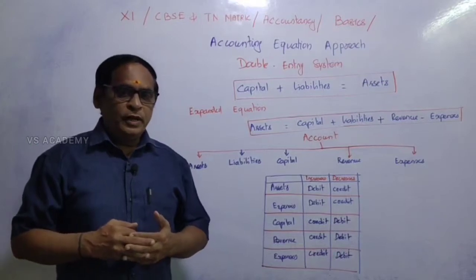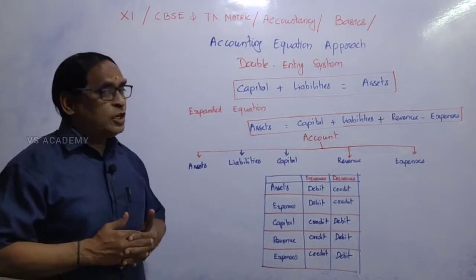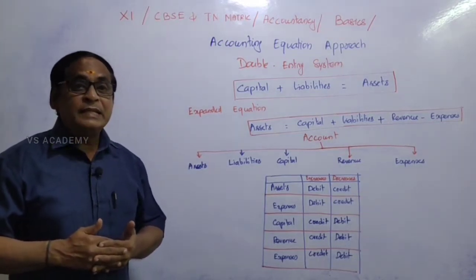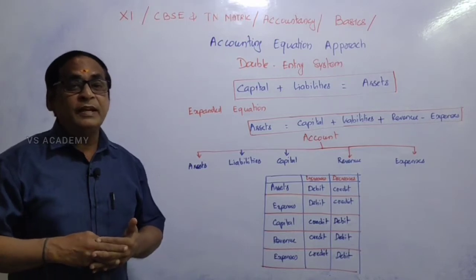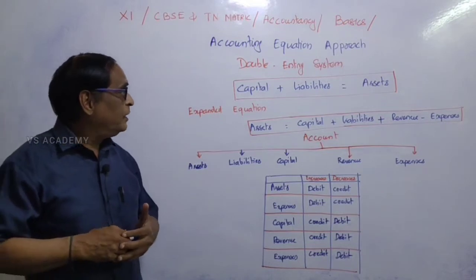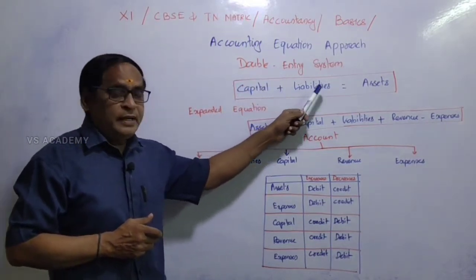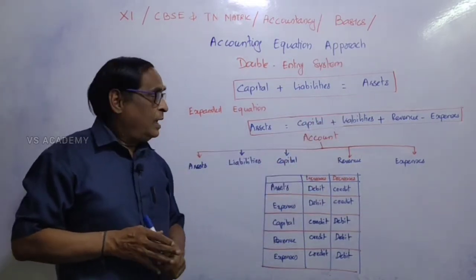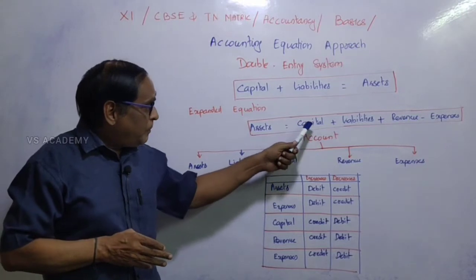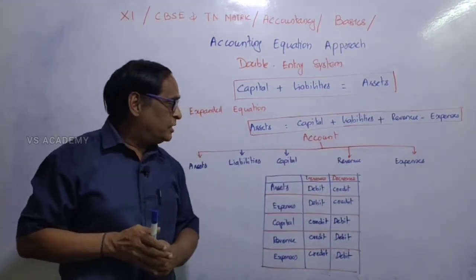Students, today let us look into the basics of accountancy under the accounting equation approach. The double entry system means it is a system under which each and every transaction has two effects, both to be debited and credited. Under the accounting equation there is a formula: capital plus liability equal to assets. And then there is an expanded equation: assets equal to capital plus liability plus revenue minus expenditures.